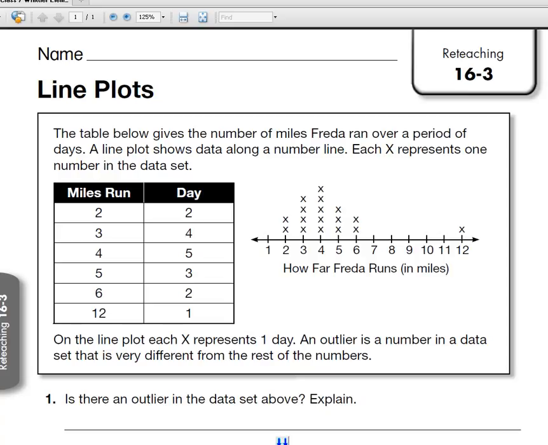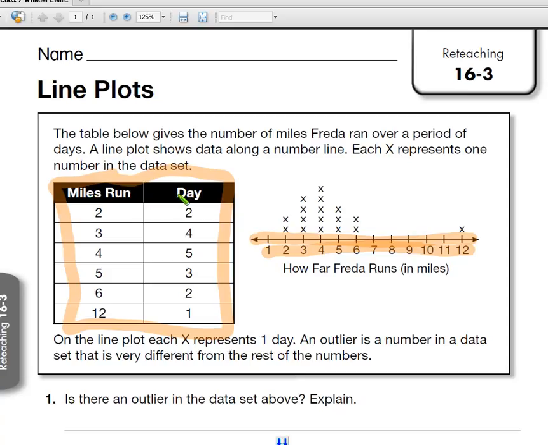Now a line plot is a graph in the shape of a line, and we have our scale at the very bottom, and then we put some kind of representation of our numbers using X's or checks or some type of representation. With a line plot, you're always going to have a grid or a table of some sort that has all of your data on it. And so today we're graphing how many miles Frida ran on which days.